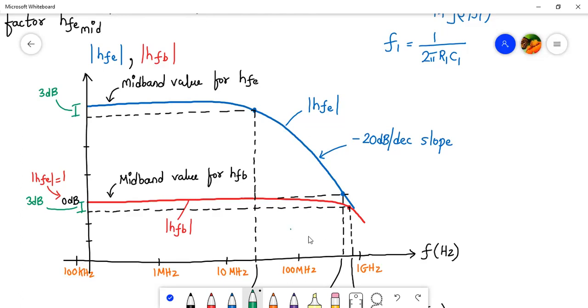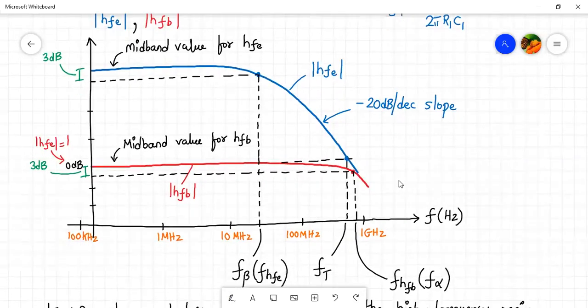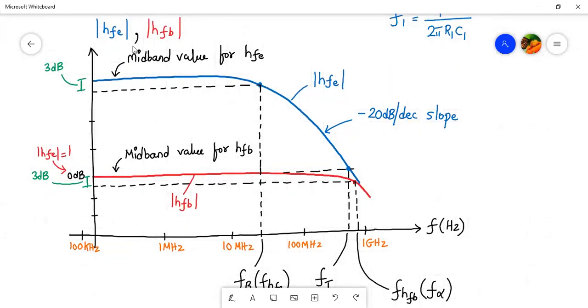So once you go 3 dB down, let me show it to you. Concentrate on the dark blue color curve. Now concentrate over here. So we have plotted two graphs. This is a frequency response of the current gain, right? Here it is the common emitter current gain, HFE, and HFB is the common base current gain.